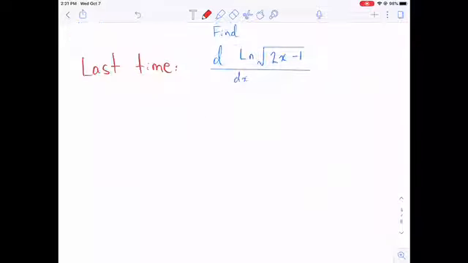Okay, next we're moving on to section 3.9, and we're going to talk about logarithmic differentiation.